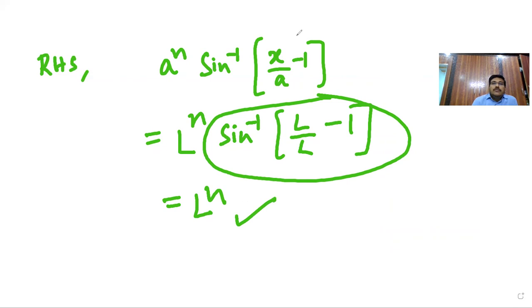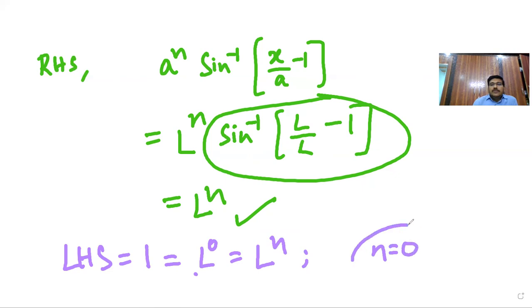So what do you have on the right-hand side? On the right-hand side you have L to the power of n. On the left-hand side you have 1. Can I write 1 like this? L to the power of 0, that is 1. If I equate it to the left-hand side, L to the power of n, the bases are the same, so the powers can be equated. So n is equal to 0. The equation becomes n equal to 0.